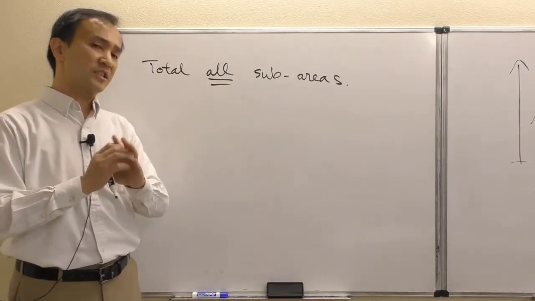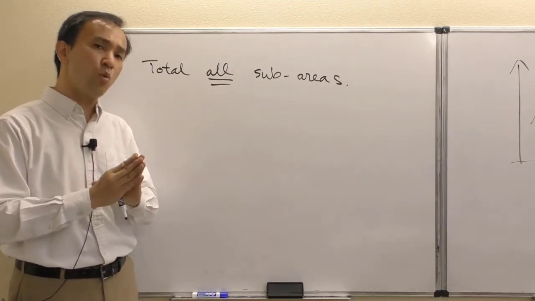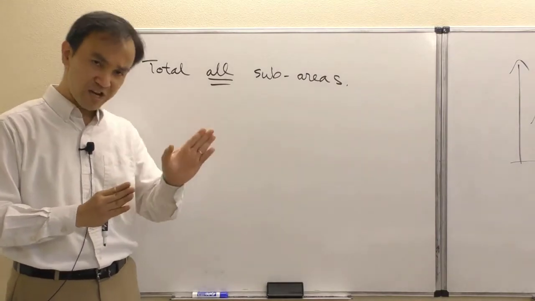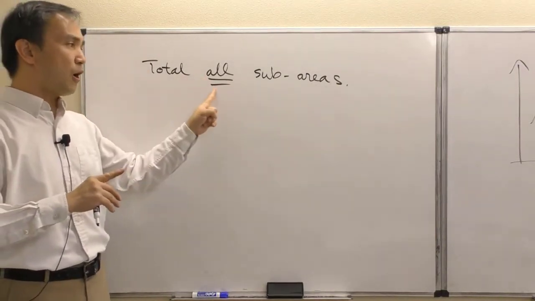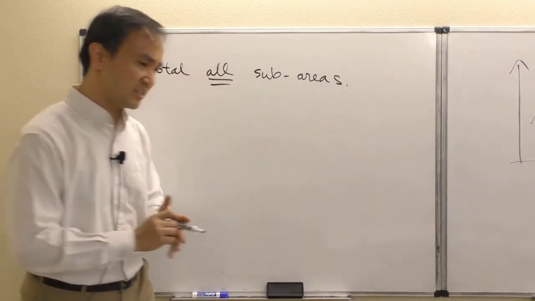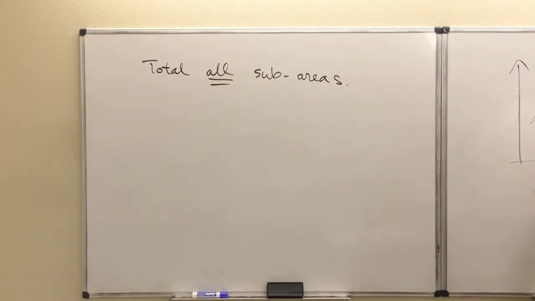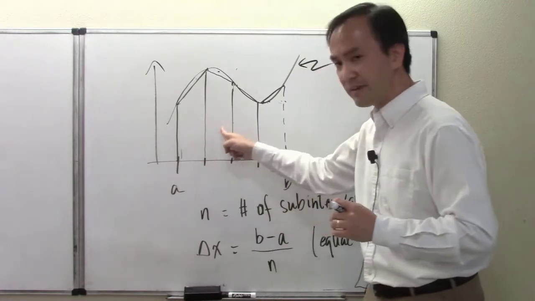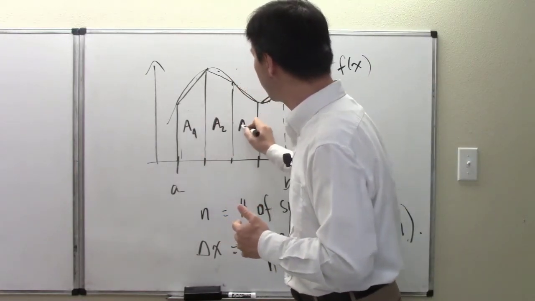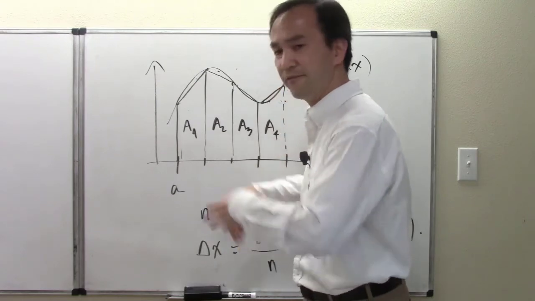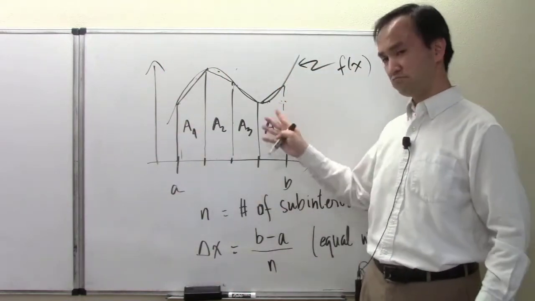On those. And of course, once we decide on one kind of shape, we stay with that kind of shape for the rest, for all the sub-intervals. And then we have to total up all the sub-areas. These are the sub-areas. So we can have area 1, area 2, area 3, area 4. And if we have more sub-intervals, we're going to keep adding more.